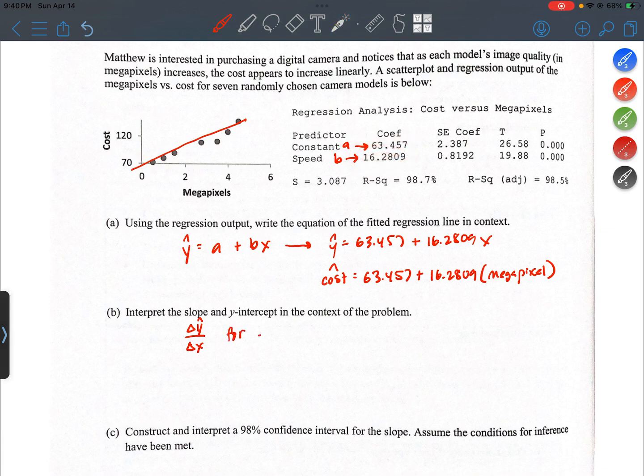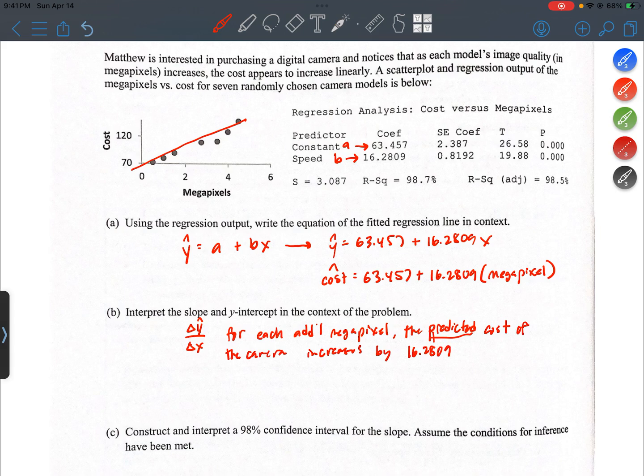For each additional megapixel, the predicted cost of the camera increases by $16.28.